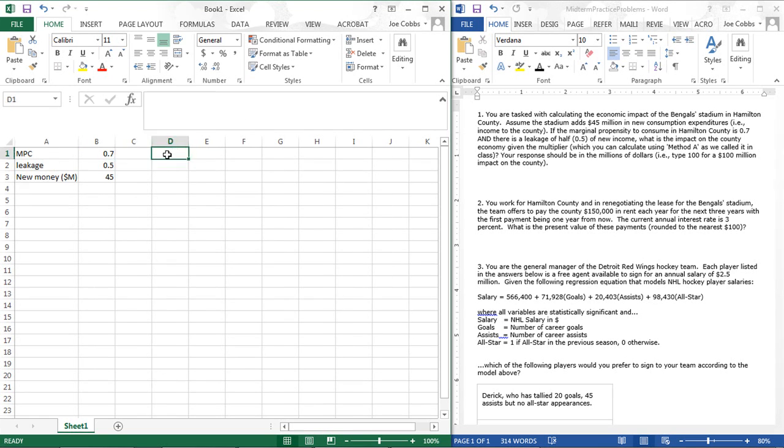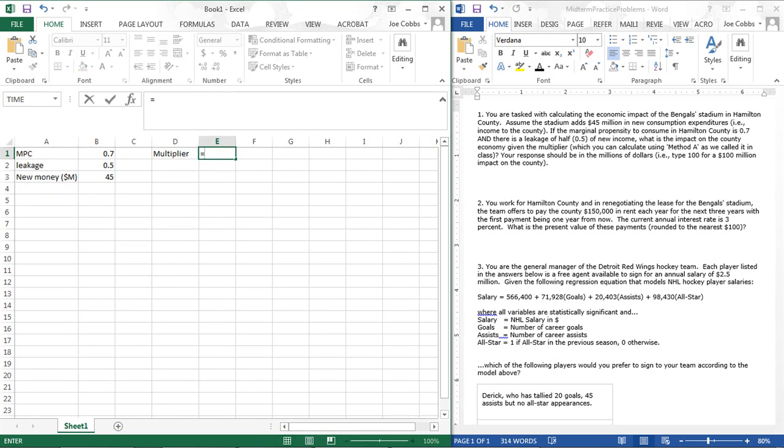Okay, so now we've got our variables in here. Now I'm going to put the equation in here. So first, I'm going to calculate the multiplier. And the way that I'm going to do that is 1, here's our equation, divided by 1 minus the marginal propensity to consume, which was this, times our leakage, which was this, right? Let me make sure I've got it right. I need one more parenthesis, I think, for that equation. There we go. So we get a multiplier of just over 1.5.